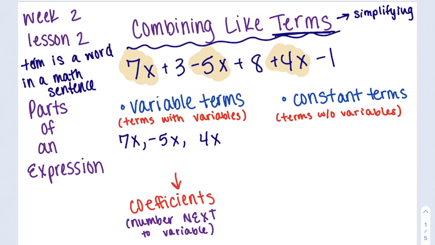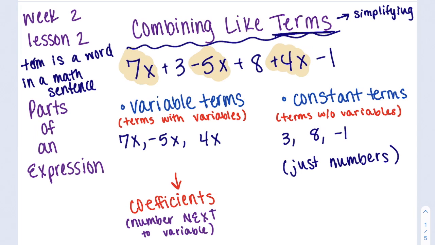that have variables. The constant terms are the terms that do not have variables. So in this case, we have 3, 8, -1. These are always going to be just numbers. So we're looking for the parts of our expression that don't have any variables at all.